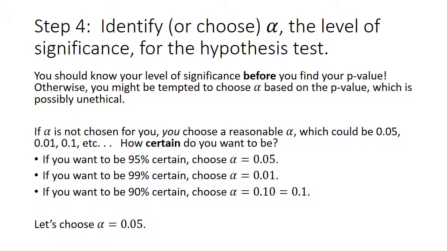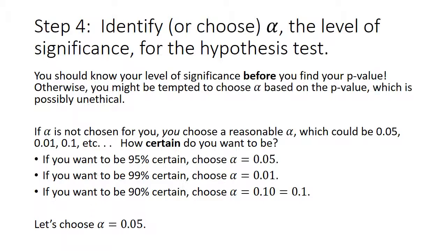If you don't choose alpha in advance, then you might be tempted to get a p-value and say, well, what should alpha be to make my results statistically significant? And that's not exactly ethical. So get your alpha in mind first. If alpha is not given to you, you would choose it, and you would choose it based on how confident, how certain you want to be.